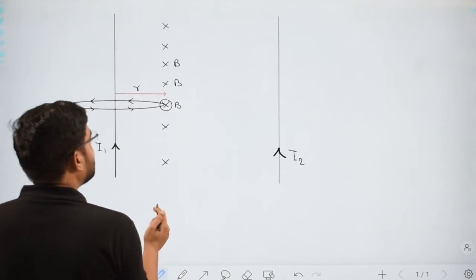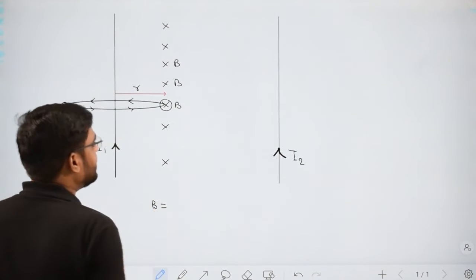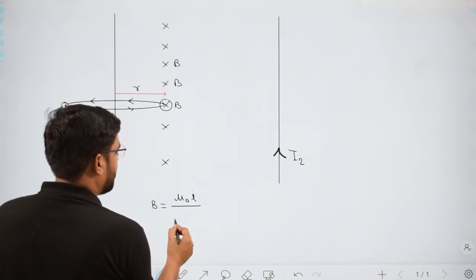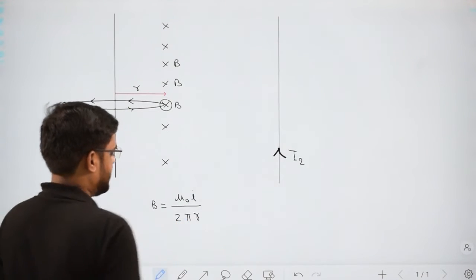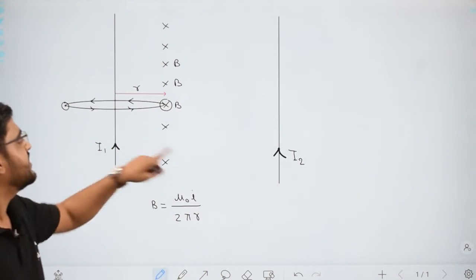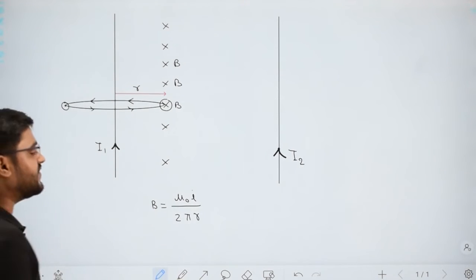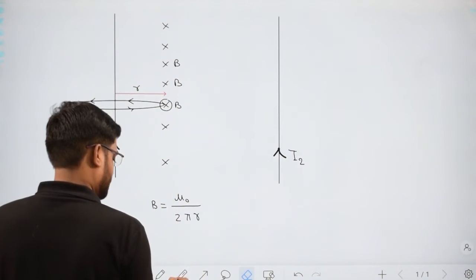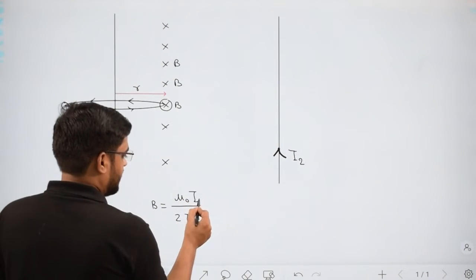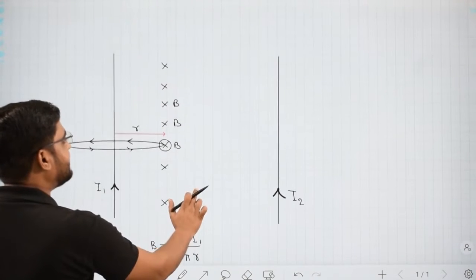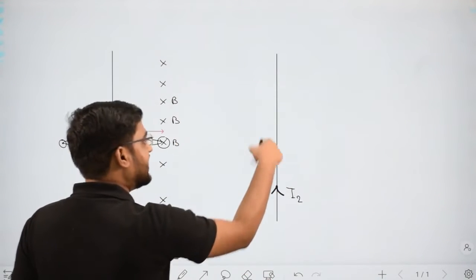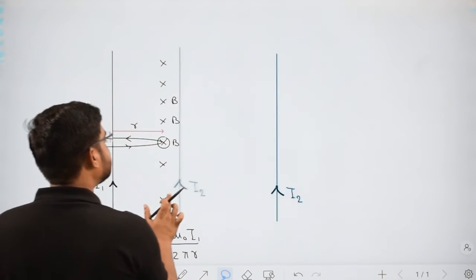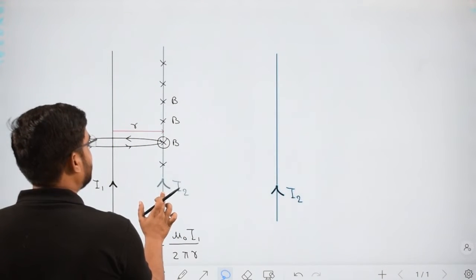This B is given by what? We already discussed this. The magnetic field due to a current carrying wire at distance r is given by mu naught I by 2 pi r. This is the magnetic field produced by this wire, and here the I is I1, so I am replacing that with I1. And this is the magnetic field. Now let us keep the second wire in that magnetic field. I am keeping this current carrying wire in that magnetic field over here.